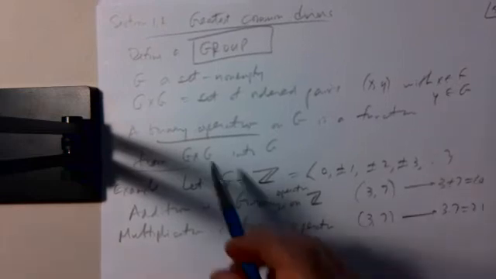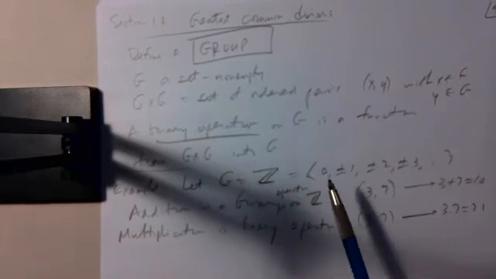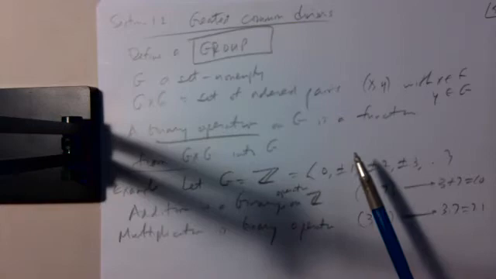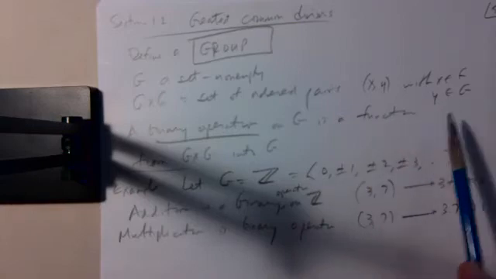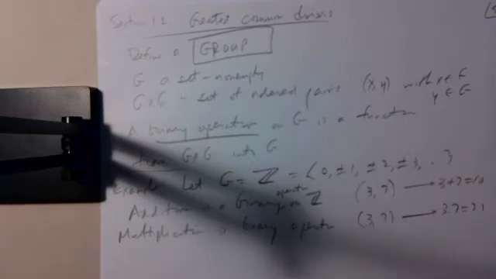So if you have a set, a binary operation is just you assign something in the set to every pair of elements of the set. Just as with addition, to every pair of numbers, you assign their sum. And with multiplication, to every pair of numbers, you assign the product. So that's all a binary operation is. Okay.